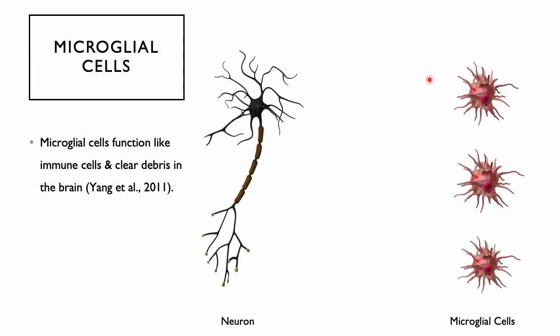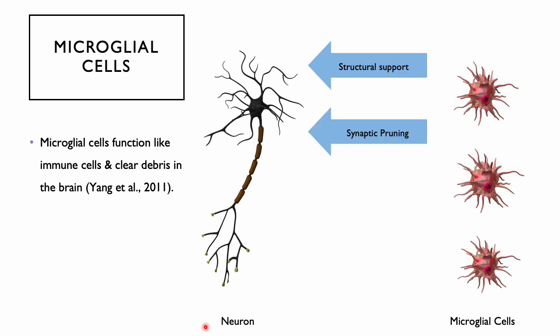Microglial cells have other functions as well. They provide structural support to neurons similarly to astrocytes. They can play a really important role in synaptic pruning. We're going to talk more about synaptic pruning as the semester goes on, but essentially, synaptic pruning, you experience that every day. It largely happens when we sleep, actually.